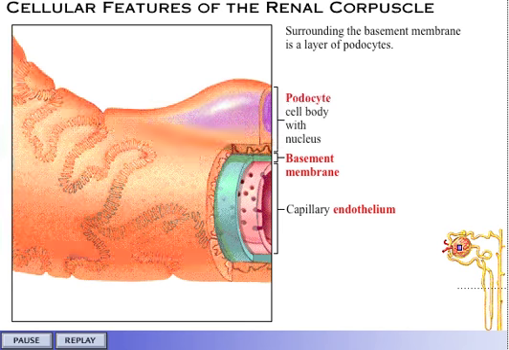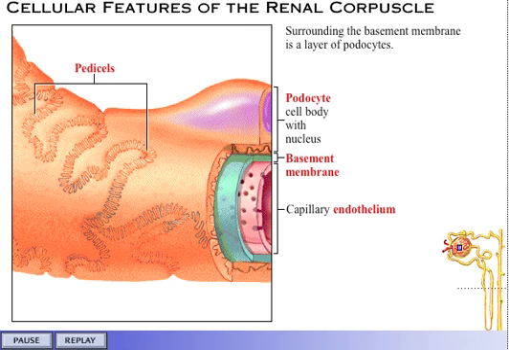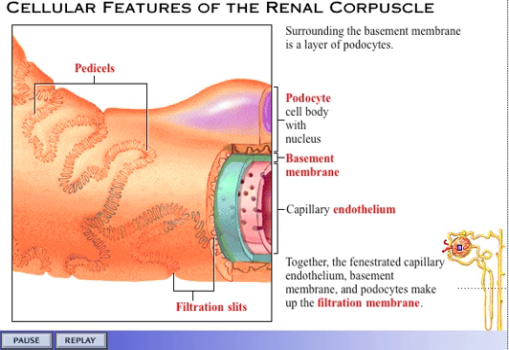These cells have large leg-like extensions, which in turn have small fringe-like extensions called pedicels. Pedicels from adjacent areas interdigitate loosely to form spaces called filtration slits. Substances being filtered must pass first through the fenestrations, then through the basement membrane, and finally through the filtration slits and into the capsular space. Together, the capillary endothelium, basement membrane, and podocytes make up the filtration membrane.